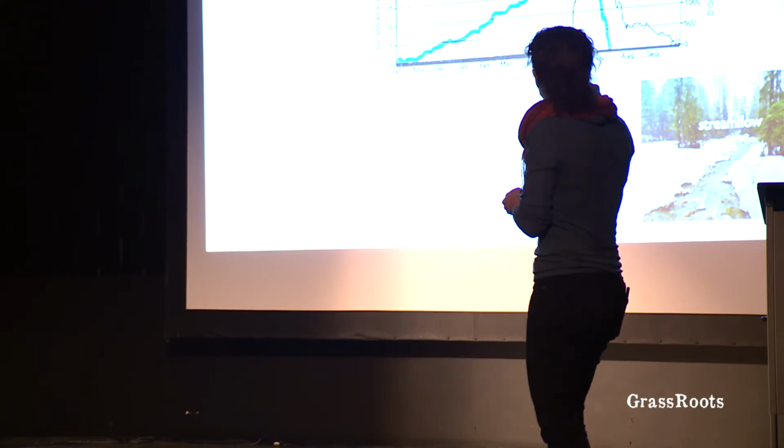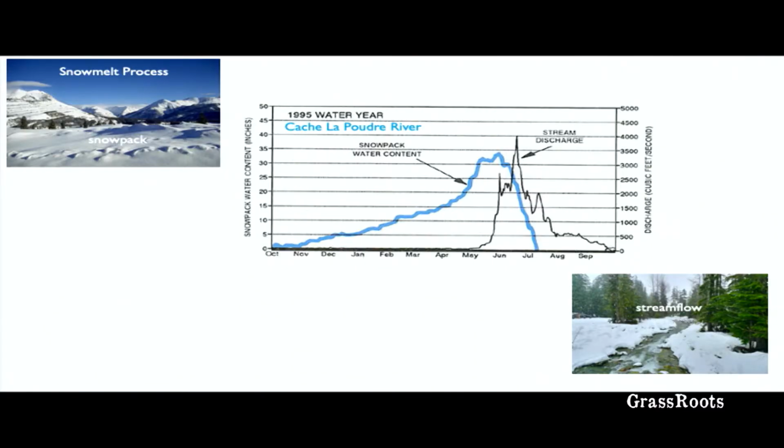So for example, let's look at the Cache La Poudre River up outside of Fort Collins from 1995. 95 was a big snow year in central and northern Colorado.